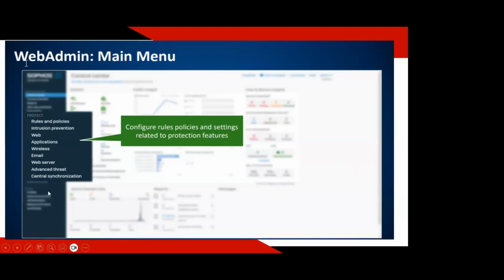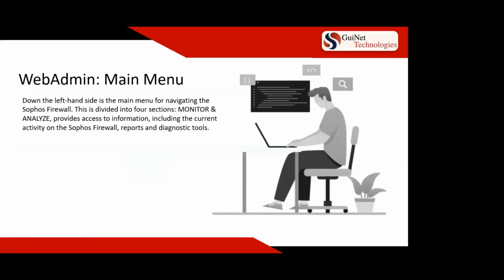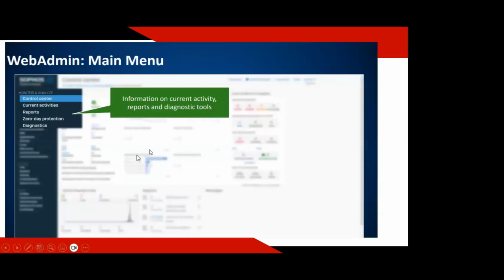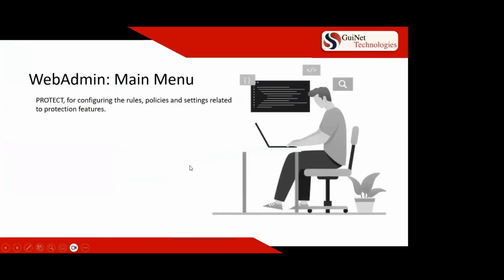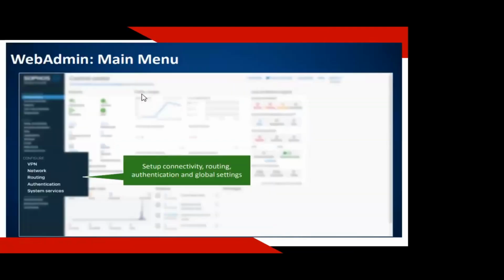Then we have Sophos Central instead of Sophos Synchronization, where we can access the Sophos Firewall from outside. To access from outside, we can configure the Sophos Firewall, we can take the backup, we can update the firmware version, and we can do the maintenance work through a secure connection. All right. So we will look into that. So protect is for configuring the rules, policies, and settings related to security features.